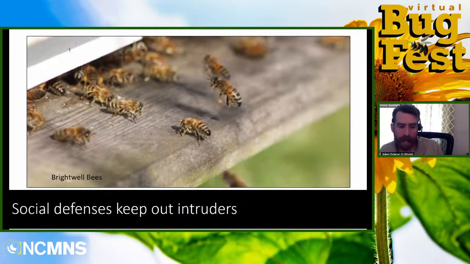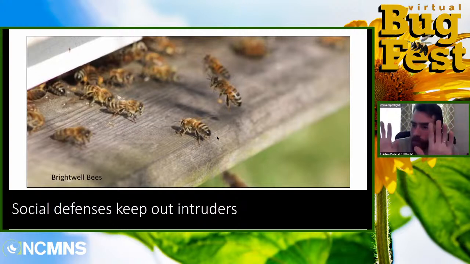But like I mentioned, bee colonies have these social defenses to keep out intruders. Here we can see some guard bees. Here's a bee landing. And as a guard bee is alerted to a new bee coming in, they're going to stop and physically contact that bee and then do something to them to see, do you belong here or not?